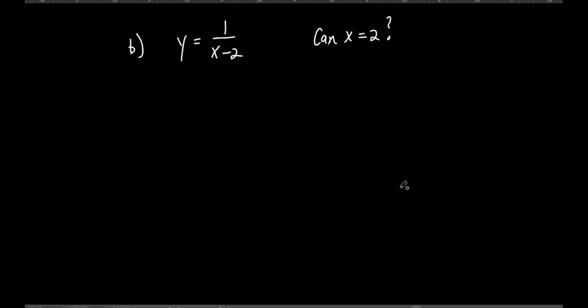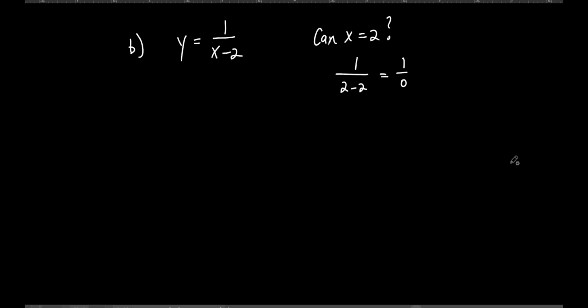No, it can't. Why can it not be equal to 2? Because if I put 2 in for x right here, I would get 2 minus 2. What's 1 over 0? Is it 0? Why is it an error? Because it's undefined. You can't divide by 0. We've talked about that before in here. You cannot divide by 0.